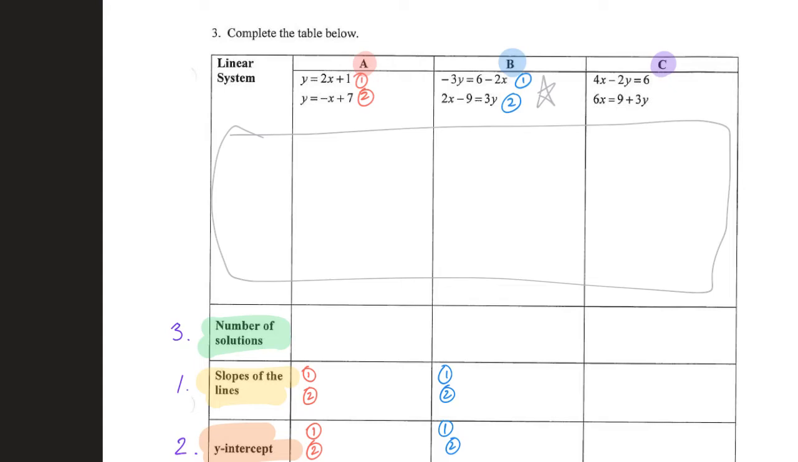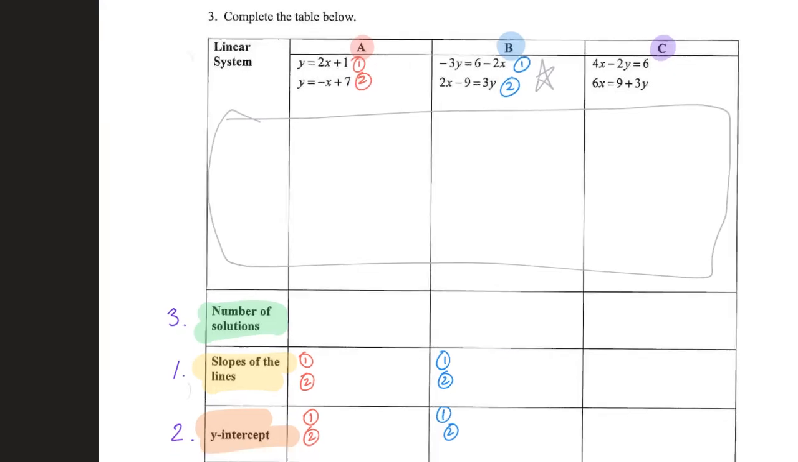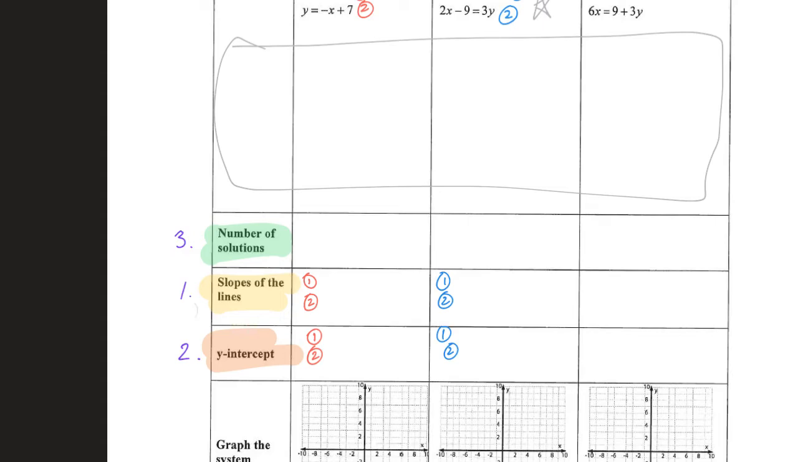Okay, I want to let you guys go, and the only thing I want you to focus in on right now: find the slope of the lines, find the y-intercept of the lines. Okay, let's pause the video now. We're finding those two properties for all three columns, all three systems. Okay, pause it now.